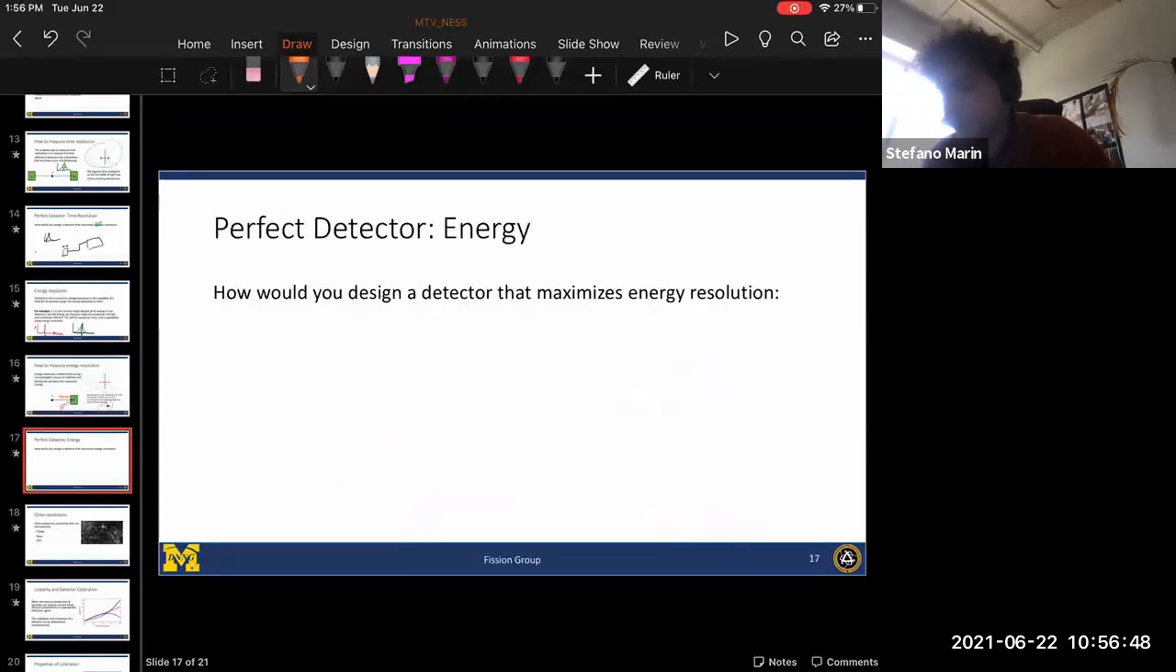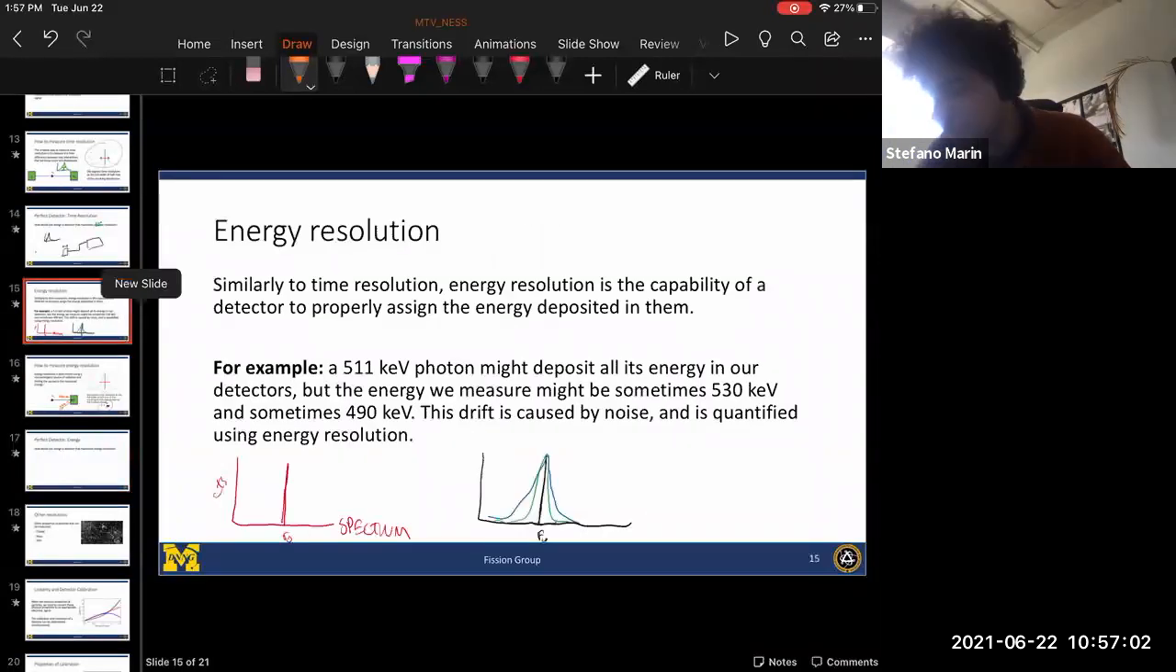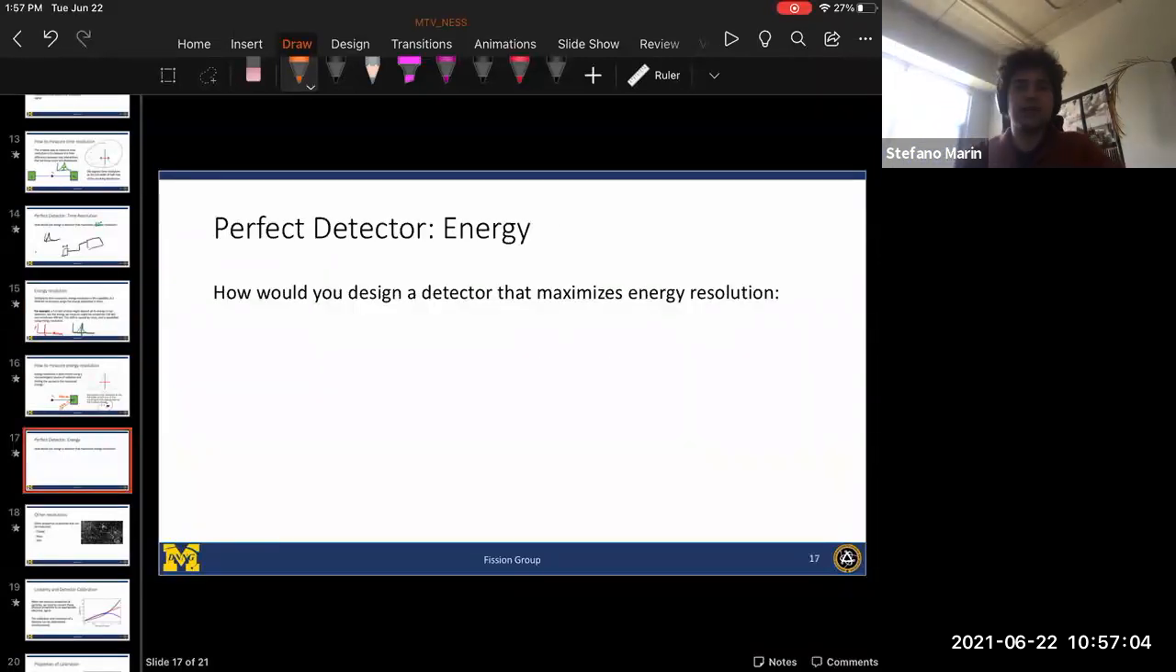So how would you design a detector that maximizes energy resolution? Well, first of all, you would want to reduce noise as much as possible. We said that the main source, from our diagram here, of energy resolution or energy spread in this case was the noise in the detector. Once you have the interaction taking place, it's going to add up to some background noise. That's not the only way that it can be done, but let's look at that, for example. Let's start with that. So reducing noise.